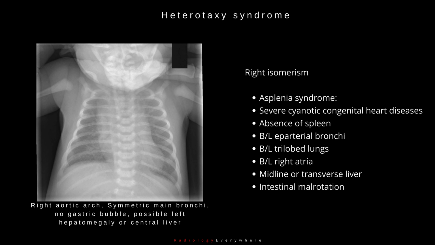Right isomerism is also known as asplenia syndrome. You can find severe cyanotic congenital heart diseases, absence of spleen, bilateral eparterial bronchi, bilateral trilobed lungs, bilateral right atria, midline or transverse liver, and intestinal malrotation.